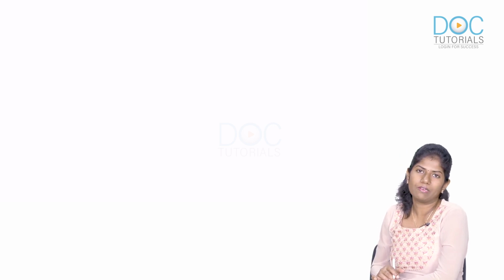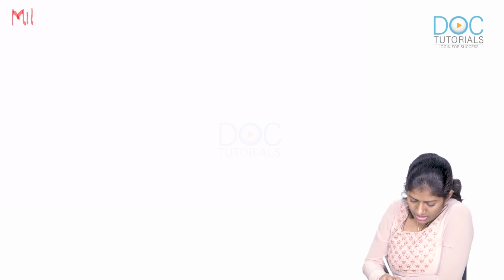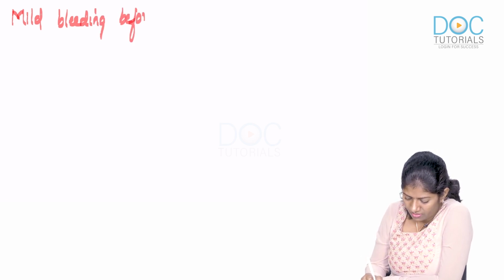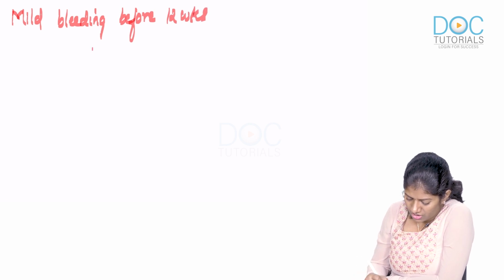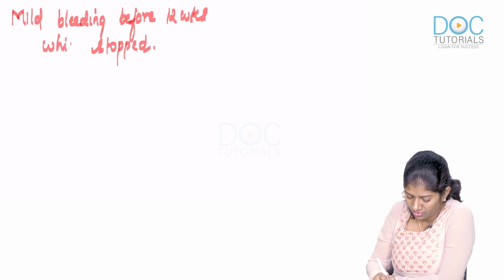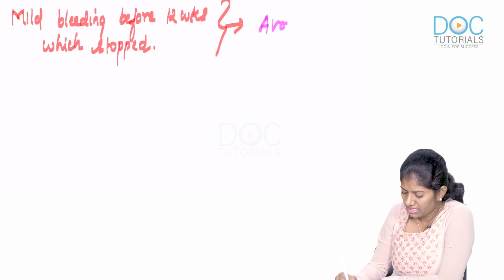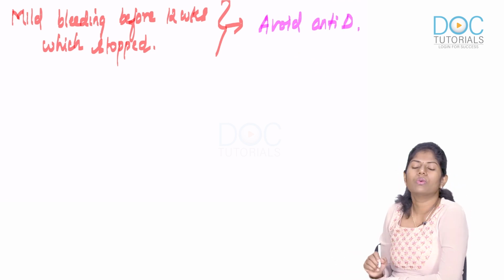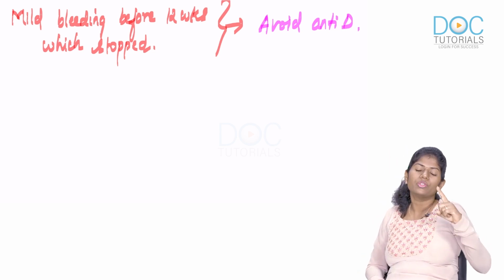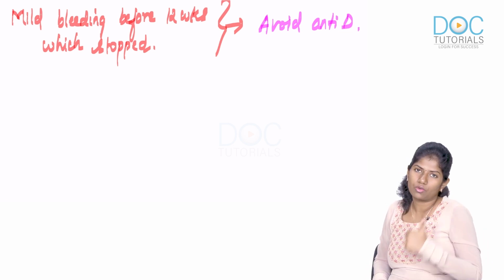Okay, fine. If there was mild bleeding before 12 weeks which stopped without any intervention, what would you do in this case? Yes, anti-D can be avoided. So under threatened miscarriage, there is only one situation where you will not give anti-D, and that is a threatened abortion before 12 weeks where the bleeding has stopped by itself.